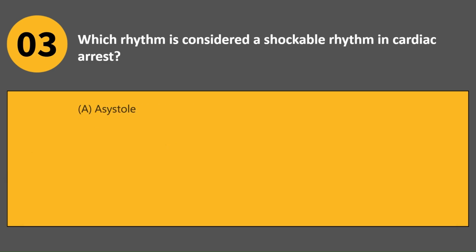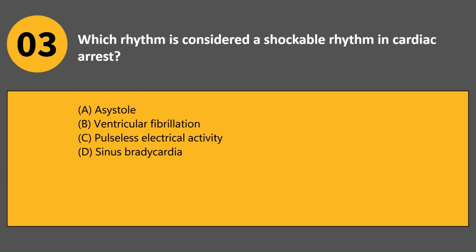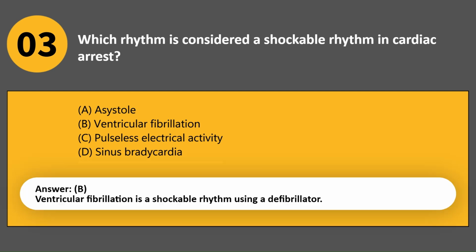Which rhythm is considered a shockable rhythm in cardiac arrest? A. Asystole. B. Ventricular fibrillation. C. Pulseless electrical activity. D. Sinus bradycardia. Answer: B. Ventricular fibrillation is a shockable rhythm using a defibrillator.